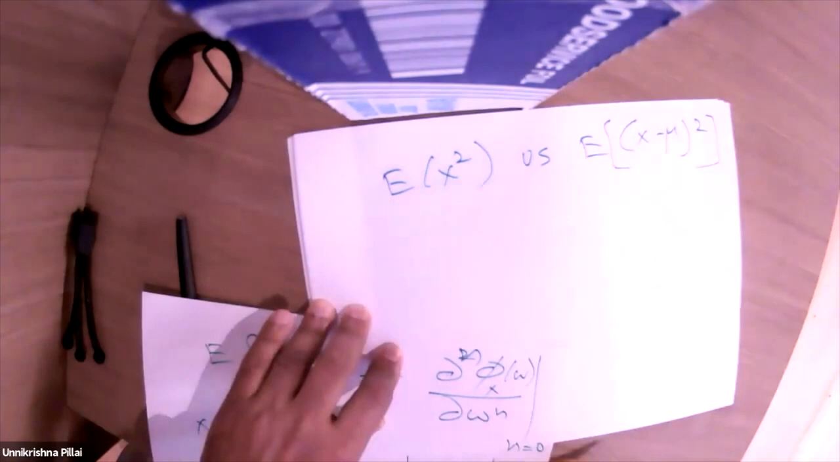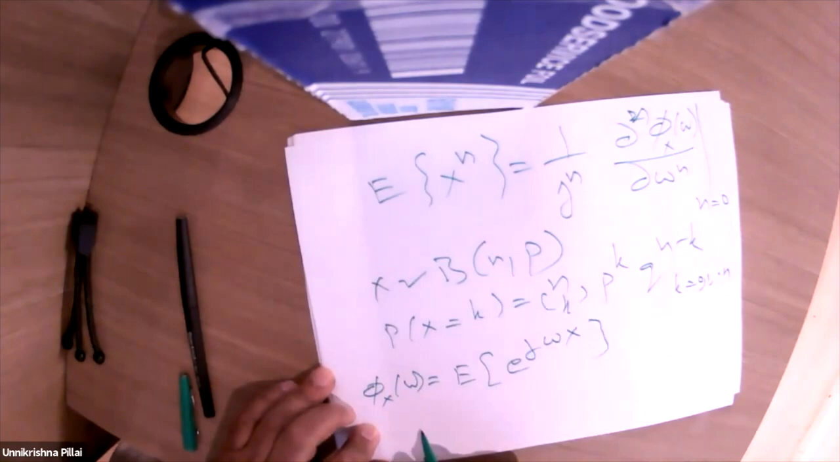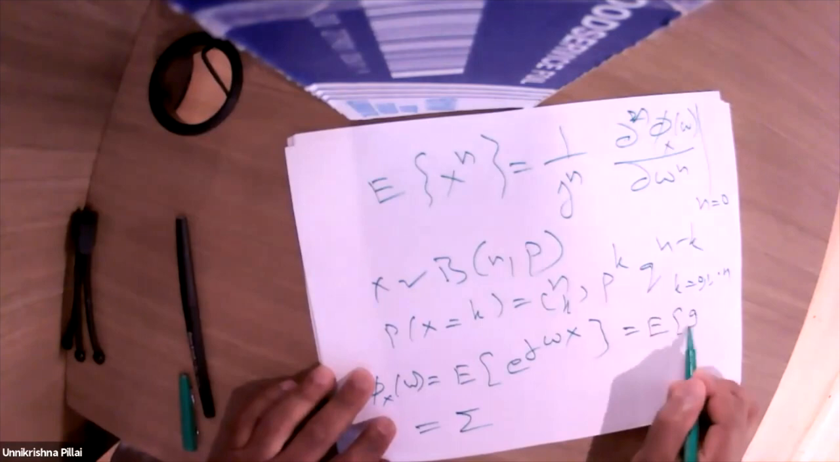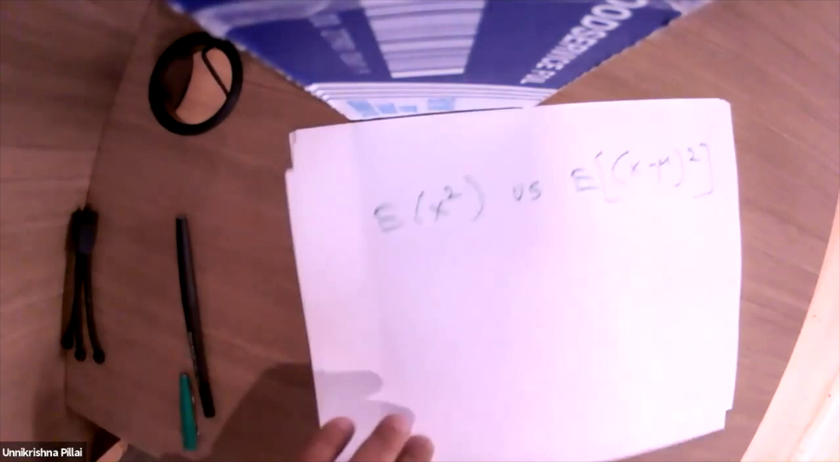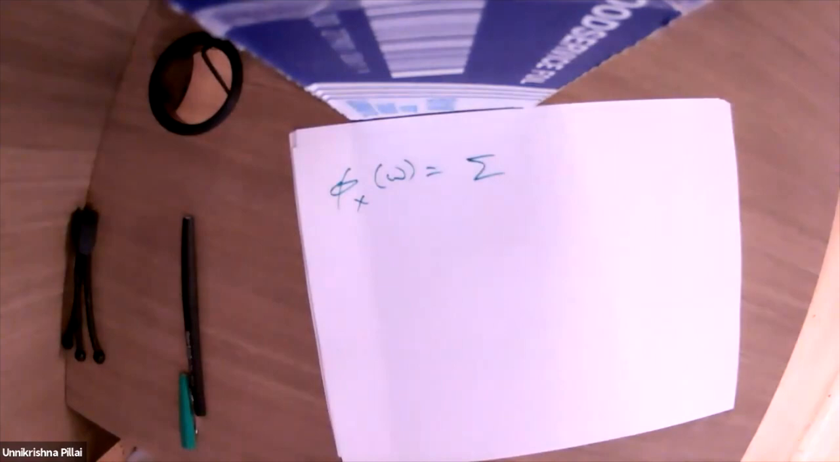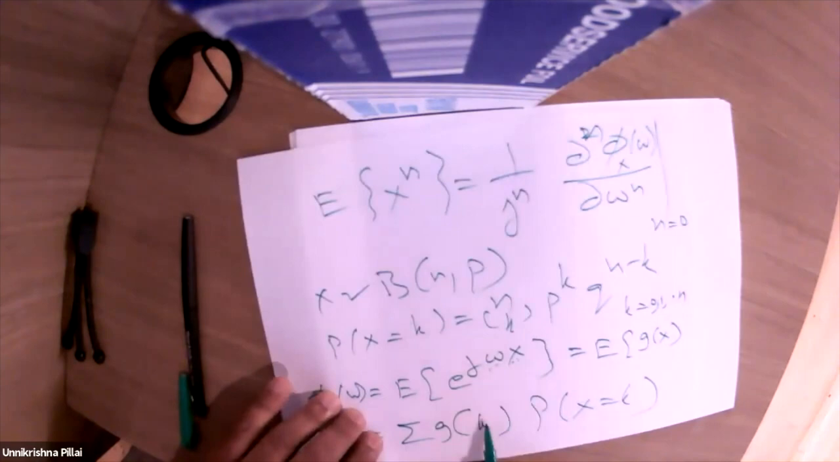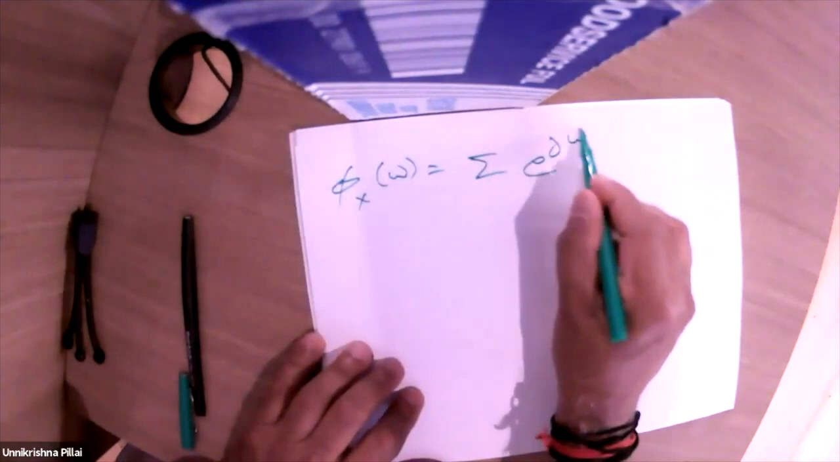So what is the characteristic function of this? By definition it is the expected value of e raised to j omega x. Since it is discrete, this is like the expected value of g of x, so that's going to be g of k multiplied by the probability of x equal to k. So the characteristic function of the binomial is, remember, here g of k is e to the power j omega k, because this is your g of x. G of x is this function, so instead of g of k, I'm going to put this in. So this is going to be e raised to j omega k, times the probability of x equal to k.